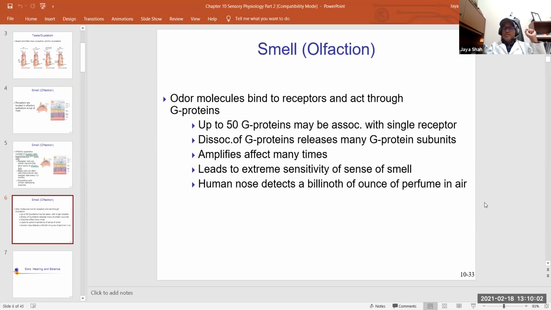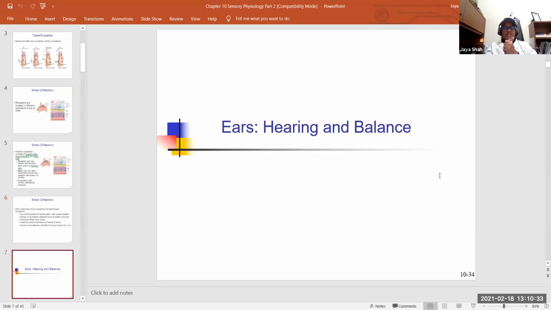A dog can smell even smaller amounts. That's why dogs are used to detect a lot of stuff. The reason is dogs' receptors in the nose are attached to more than 50 G proteins, and their dissociation is further magnified. That's why they can smell even smaller amounts, maybe a trillionth of an ounce of perfume. Okay, so that is smell and taste in brief.